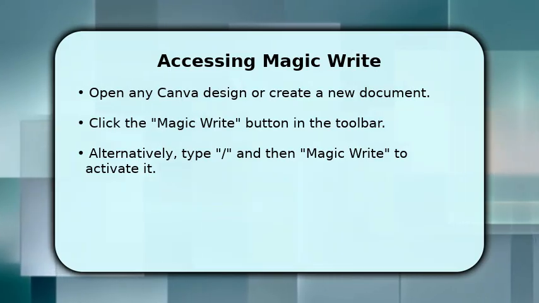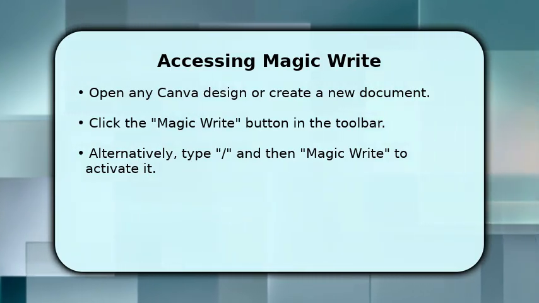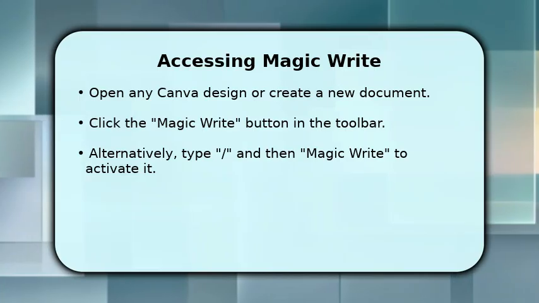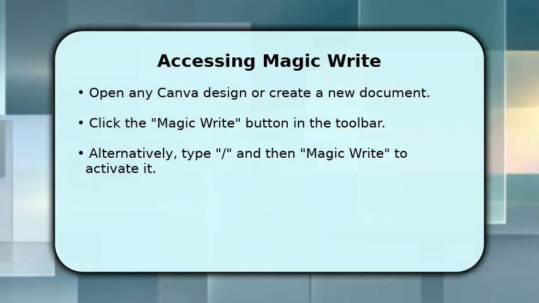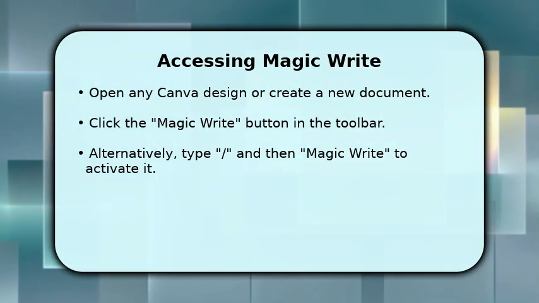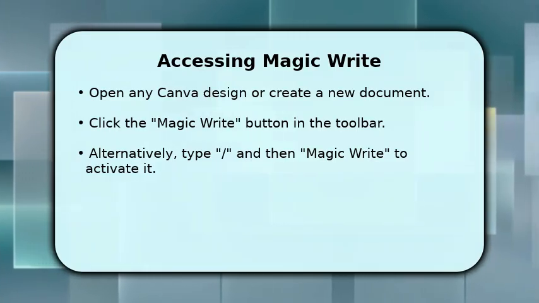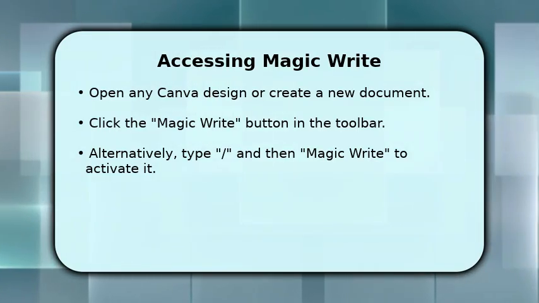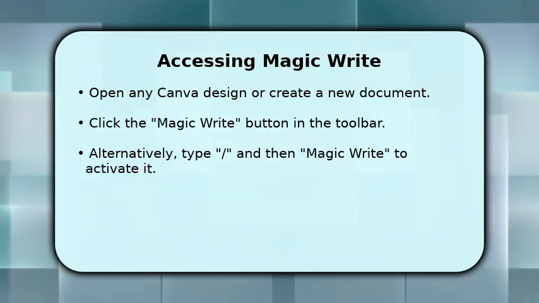To begin, open an existing Canva design or start a brand new one. Look for the Magic Write button, usually found in your design toolbar or within the text options. A quick shortcut is to simply type /, then Magic Write, and select it from the menu. This opens the prompt box, ready for your input. It's a very intuitive process.